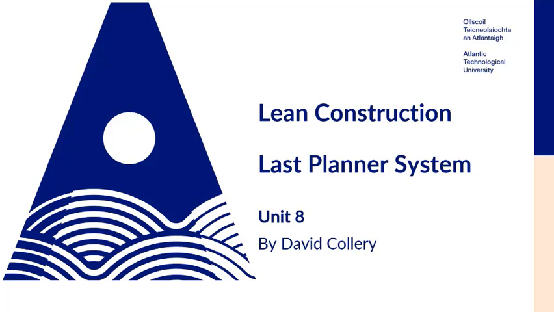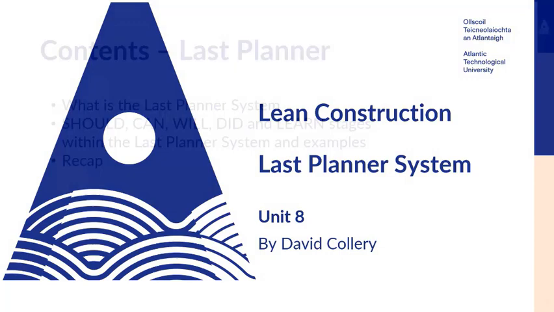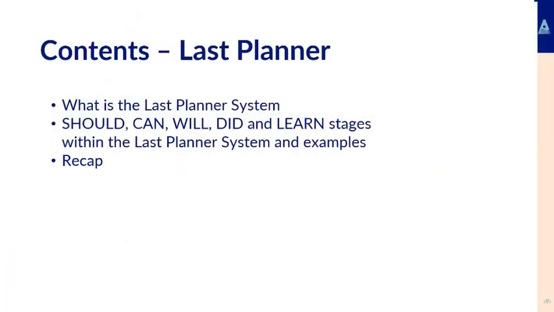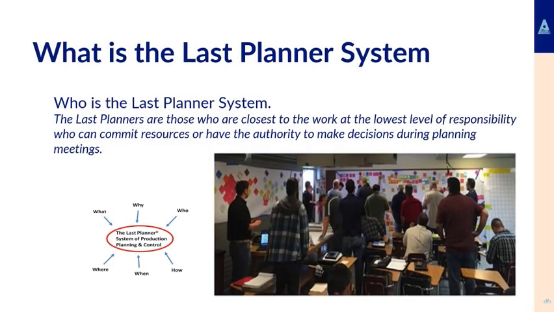In this unit we will be looking at what the Last Planner and the Last Planner system are. This is a system that brings together probably a lot of the Lean tools that we have looked at and the Lean philosophy. So, just what the recording and the slide deck will cover: it explains what the Last Planner system is, the steps within the should, can, will, did and learn stages, some examples of that, and then we'll have a short recap on the overall Last Planner system.